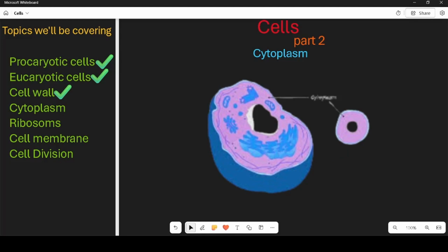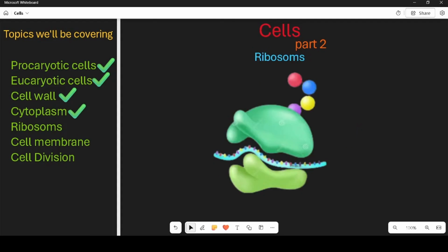Now look at the image. The purple stuff you see inside the cell is the cytoplasm. All the fluid substance present inside the cell constitutes its cytoplasm. It comprises all kinds of cell organelles present in the cell, with the exception of the nucleus in a prokaryotic cell.